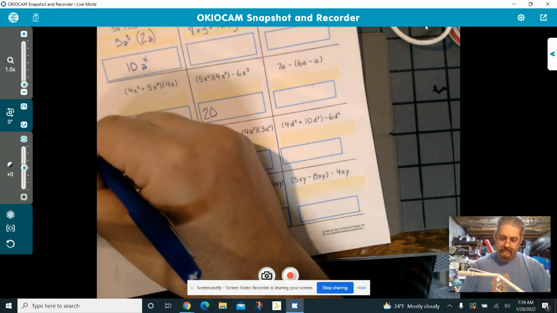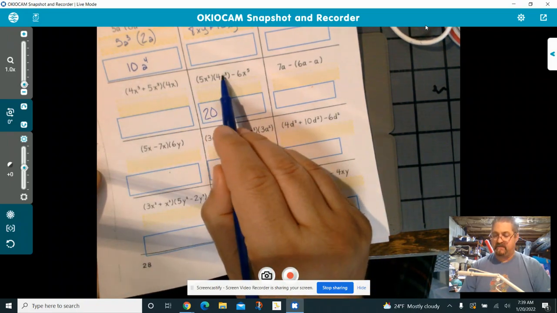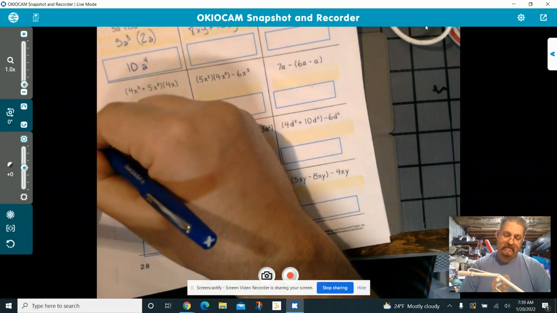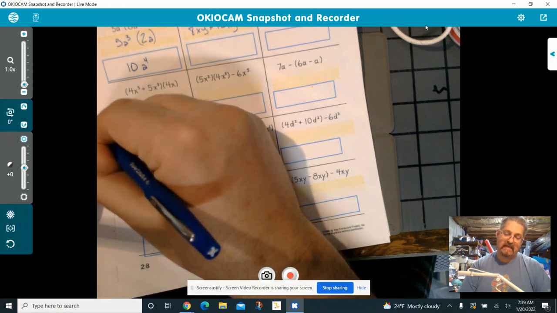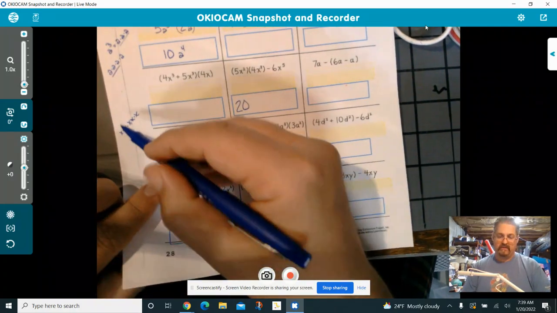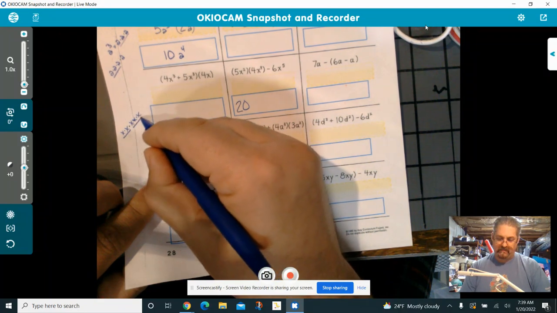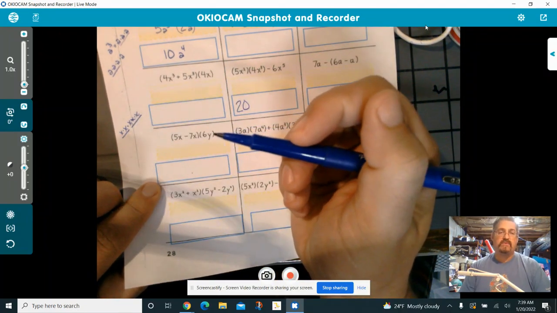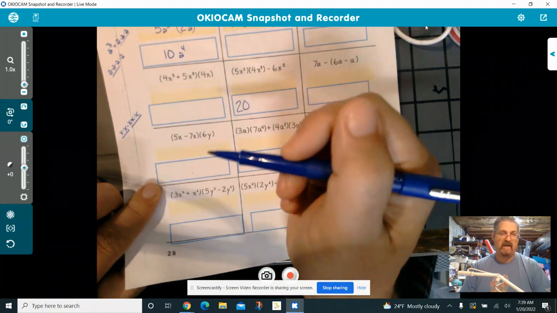5x squared, x times x times x to the third. So times x times x times x. How many x's do we have altogether? Sorry, here's x squared times x to the third. How many x's do we have there altogether? 1, 2, 3, 4, 5 of them.